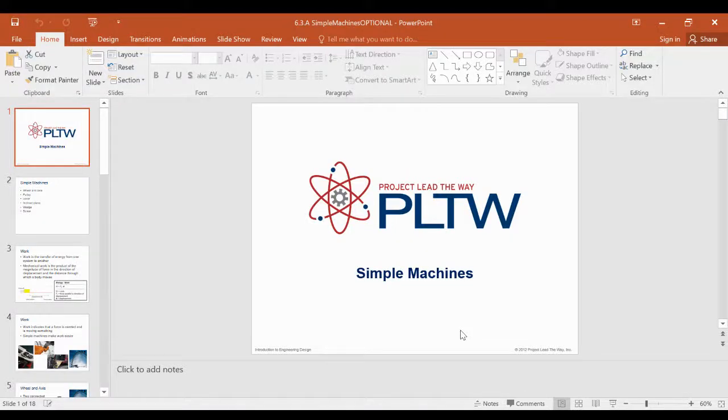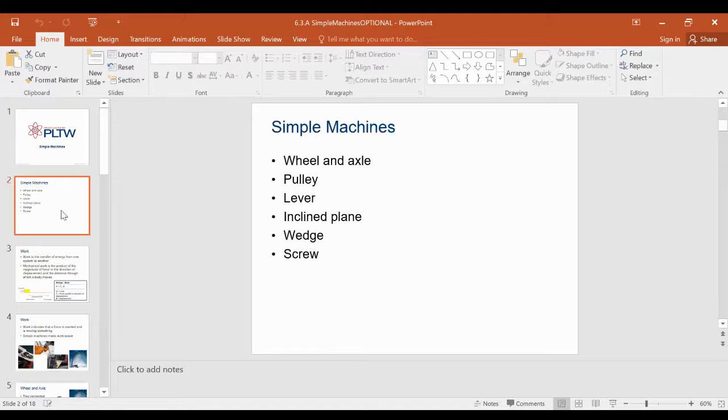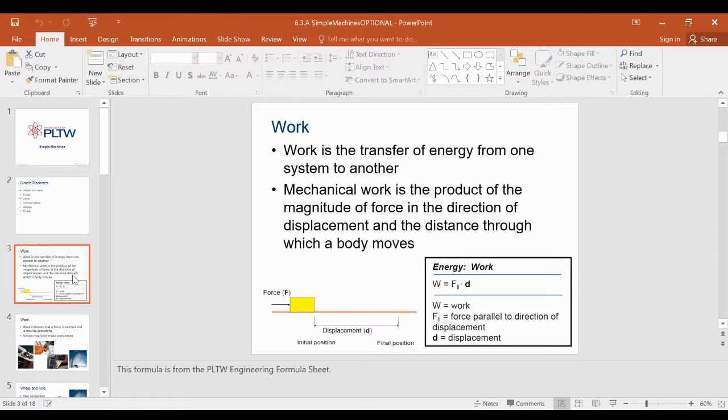Hello, I'm going to go over the Simple Machines PowerPoint. Now, you may notice that it says optional, but this is actually very important if you don't know the terminology, because you need to use simple machine terminology when describing your product function. Our main simple machines are the wheel and axle, pulley, lever, incline plane, wedge, and screw. You've probably heard about these a number of times, right?